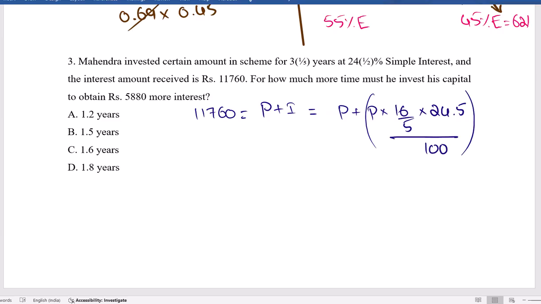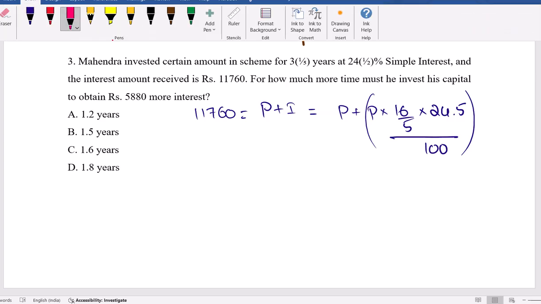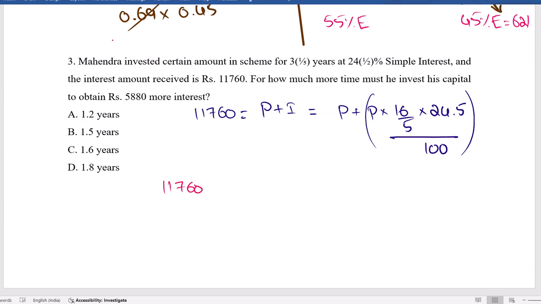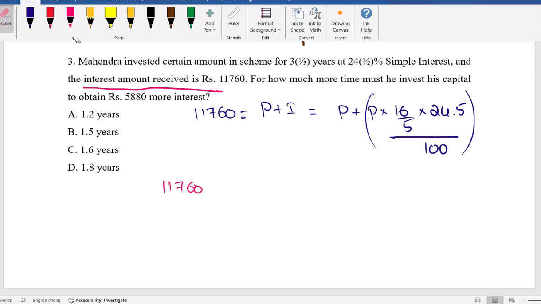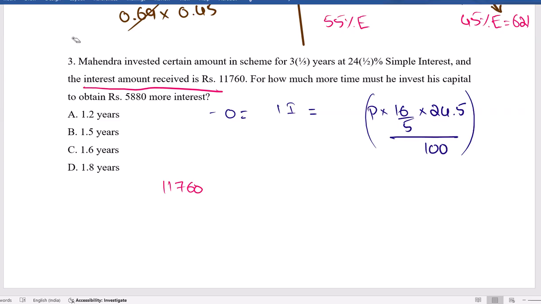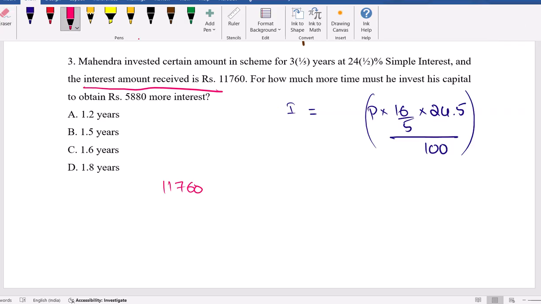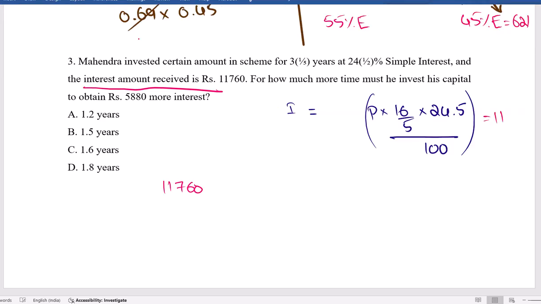Now how much more time must he invest his capital to obtain 5,880? Actually this is not required. I think we can handle directly this question. Amount received, this is not amount, sorry, this is only interest, no principal involved, only interest. Interest is given as 11,760 and no need to do all this also. Okay, calculating P and all waste of time. Now very simple, for 11,760 time required 1 by 5 years means 3.2 years.